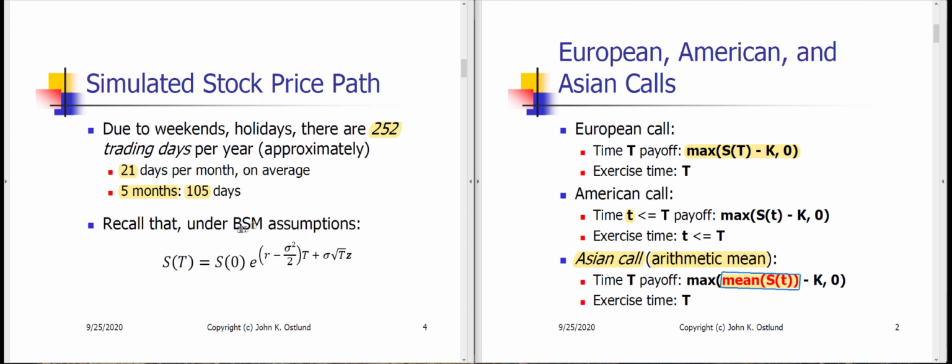Now, remember that from the Black-Scholes-Merton assumptions, we can generate samples of final time stock prices using this formula where we draw a value from the standard normal distribution in order to compute that final time stock price. So for each draw from a standard normal distribution, that gives us one possible final time stock price following the assumption of the log normal distribution under the Black-Scholes-Merton model.